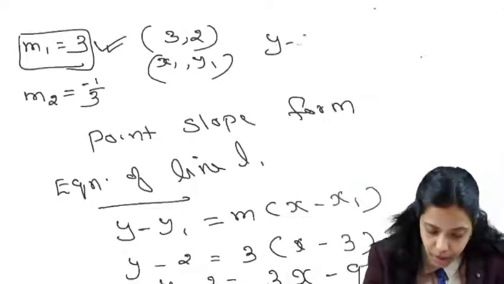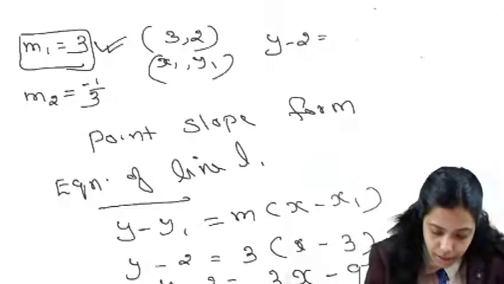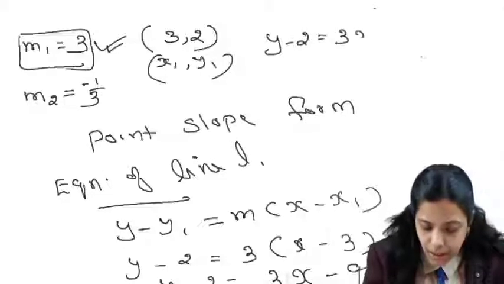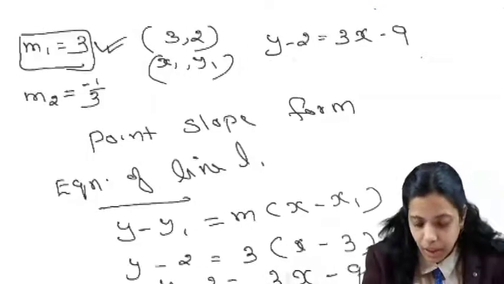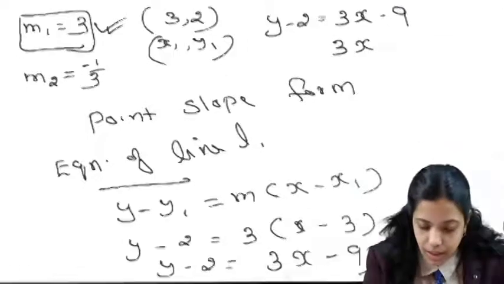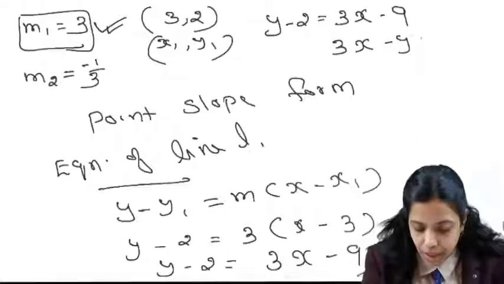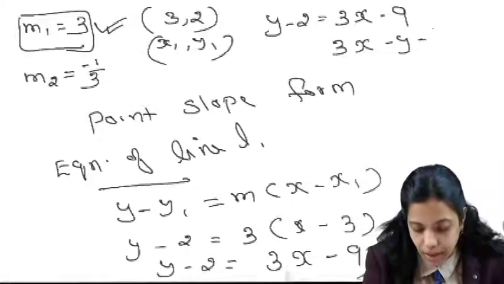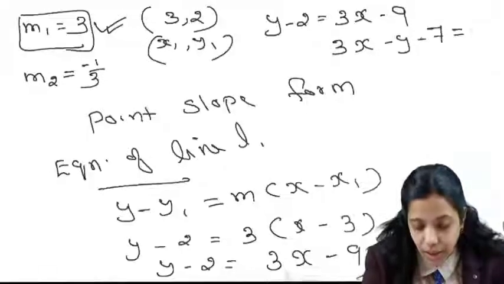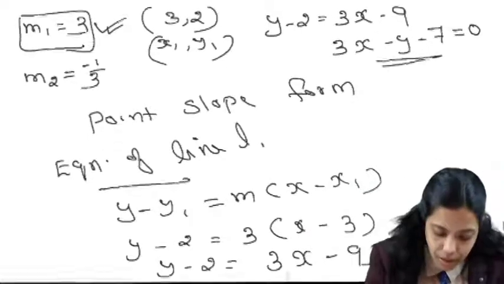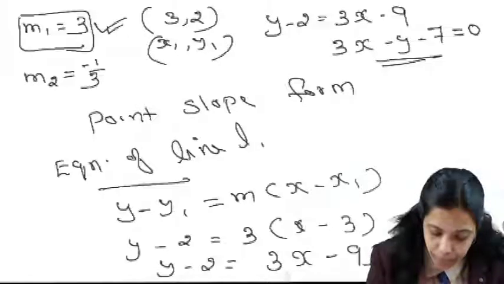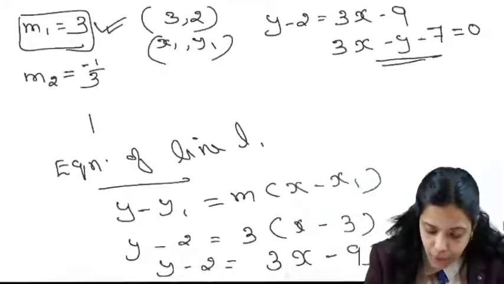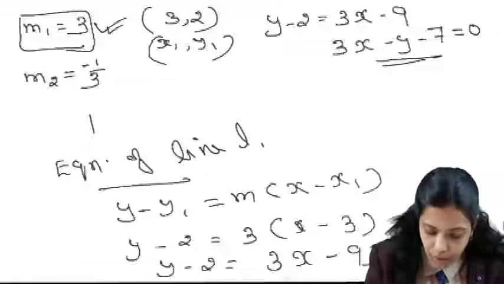So by solving, y minus 2 equals 3x minus 9. We can transpose the y minus 2 to the right hand side. It will turn as 3x minus y minus 9 plus 2, which is negative 7, equal to 0. That is the equation of the first line. So let me consider the second case. The second equation, if I am considering, the slope will change in this one.